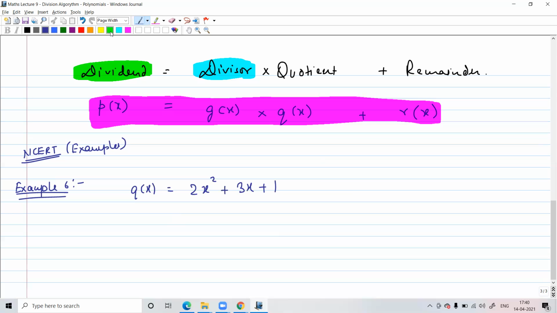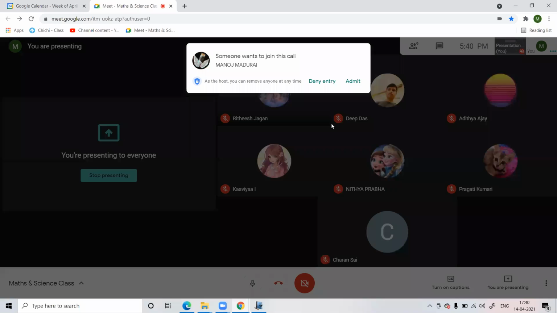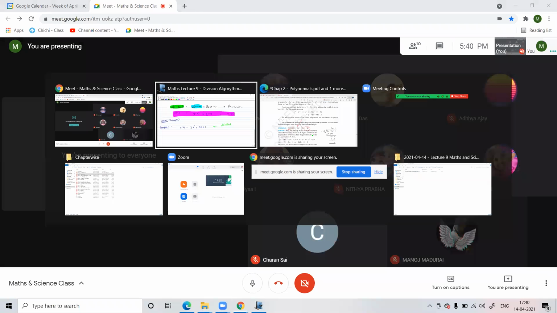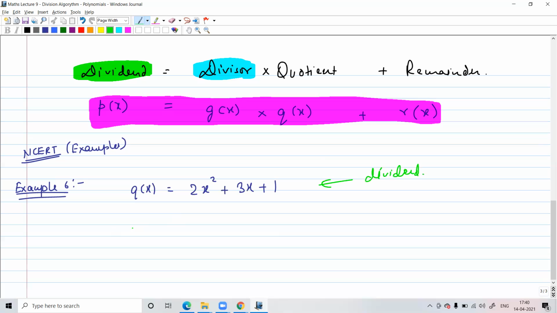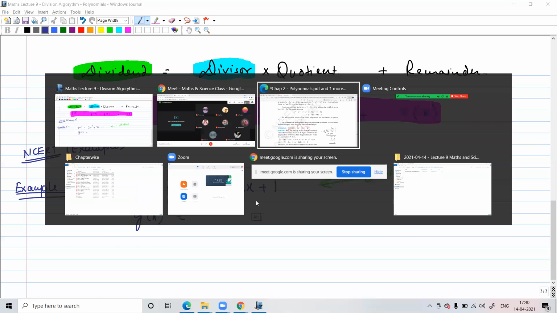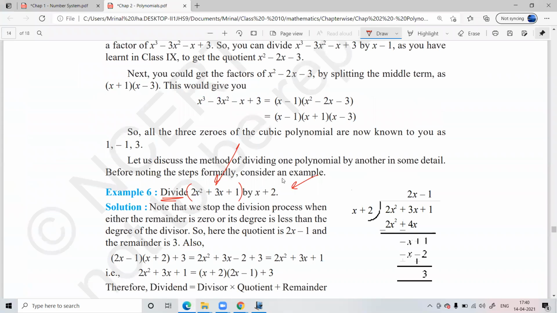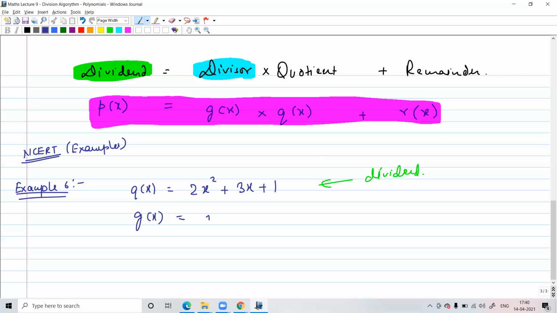Okay. So let me write it in short over here. This is our dividend. And then what is our g of x, which is the divisor? X plus 2, sir. X plus 2, of course. Okay. So let's write that g of x is x plus 2. And this is our divisor.